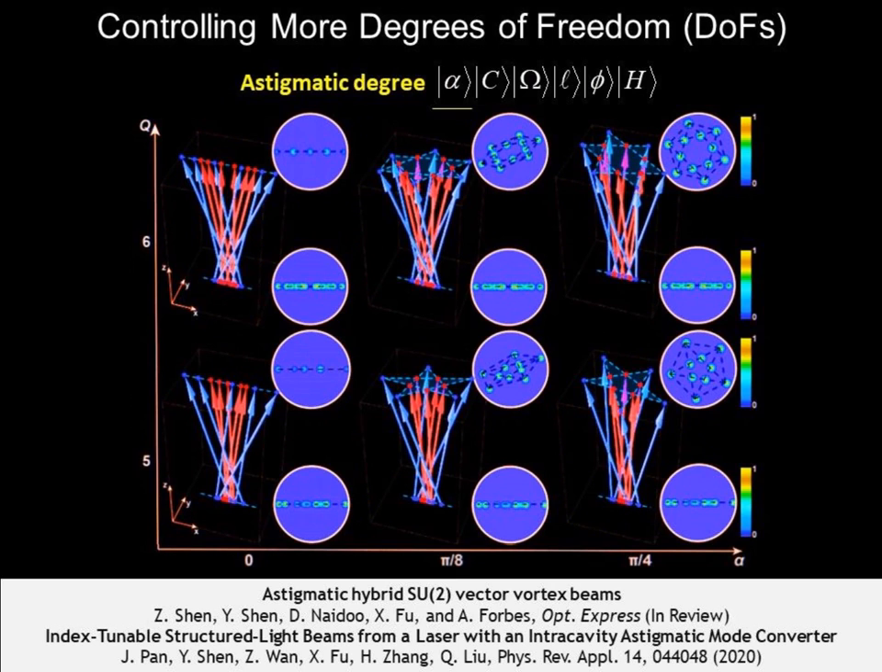If we consider the astigmatic effect, we can generate a more interesting state where the ray distribution can be gradually changed from a linear array into a circular star shape, and the astigmatic degree serves as the new degree of freedom to describe such a topology change upon propagation.